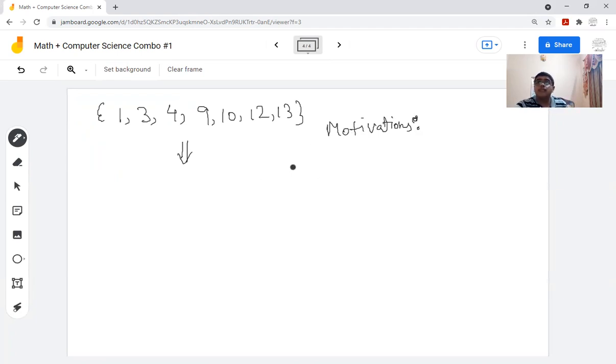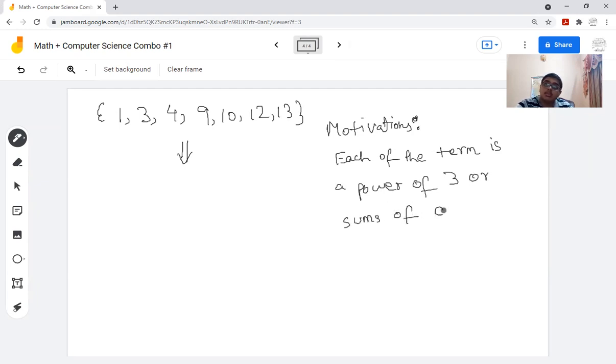They have given in the question that each of the terms is a power of 3 or sums of distinct powers of 3. That's what is given in the question. So you look at this and try to express these first 7 elements in terms of either a power of 3 or sums of distinct powers of 3. So that's what we wish to do.